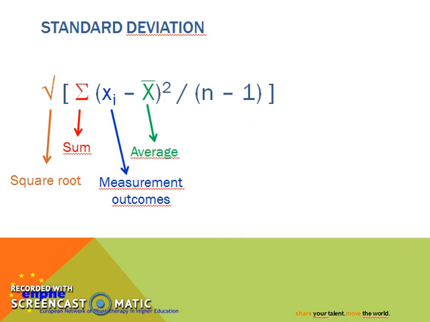Then the x with the roof. This is the average or mean. Here you can see that all outcomes are subtracted from this average. That is the square, multiplying by itself. And finally the n. This is the number of participants. Now we know all the symbols, but how does it work?